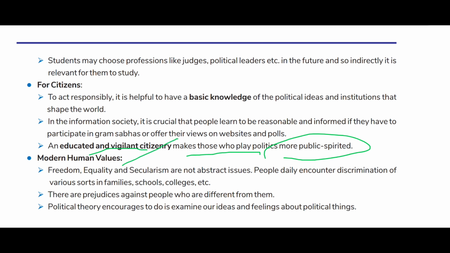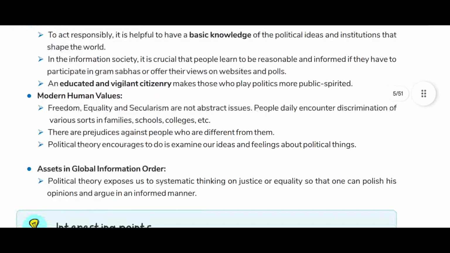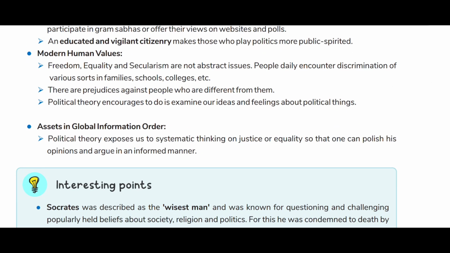Modern human values. In modern human values, political theory is relevant because freedom, equality, and secularism are not abstract issues. People daily encounter discrimination of various sorts in families, schools, colleges, etc. There are prejudices against people who are different from them. Political theory encourages us to examine our ideas and feelings about political things.